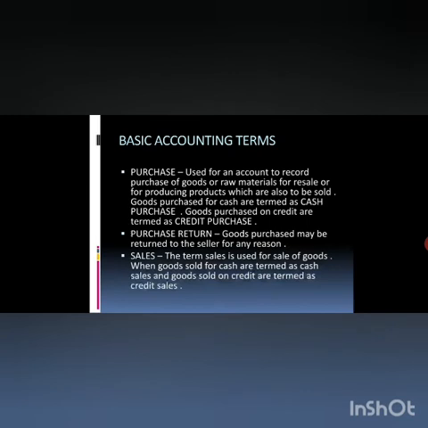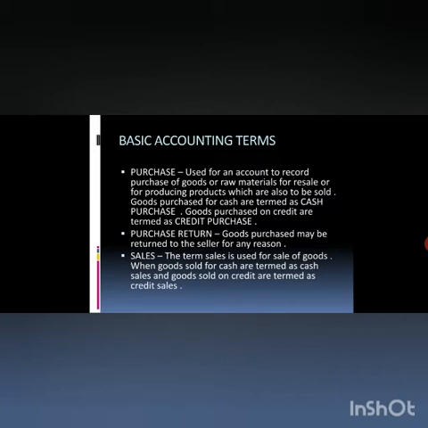Now, purchase. Purchase is used for an account to record purchase of goods or raw materials for resale or for producing products which are also to be sold. There are two types of purchases: credit purchases and cash purchases. Goods purchased for cash are termed as cash purchases, and goods purchased on credit are termed as credit purchases. Now, what is purchase return? Goods purchased may be returned to the seller for any reason. This is termed as purchase return or return outward.